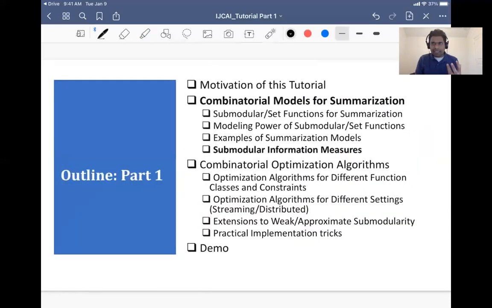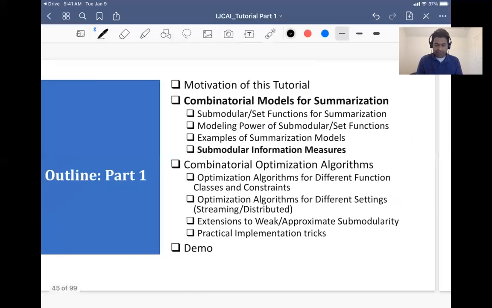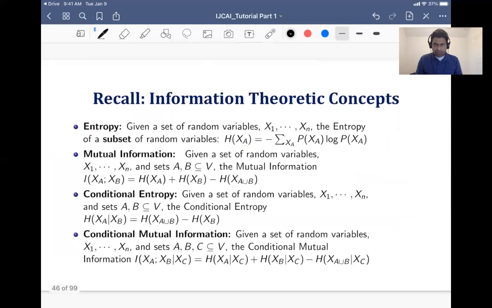So motivated by the connections to entropy, we'll take a slight detour and study what is known as submodular information measures, which were recently studied and connected with various applications of machine learning. I'll go over this a little quickly, but I'll try to give the main idea. Again, recall that you can define the entropy of a subset of random variables.